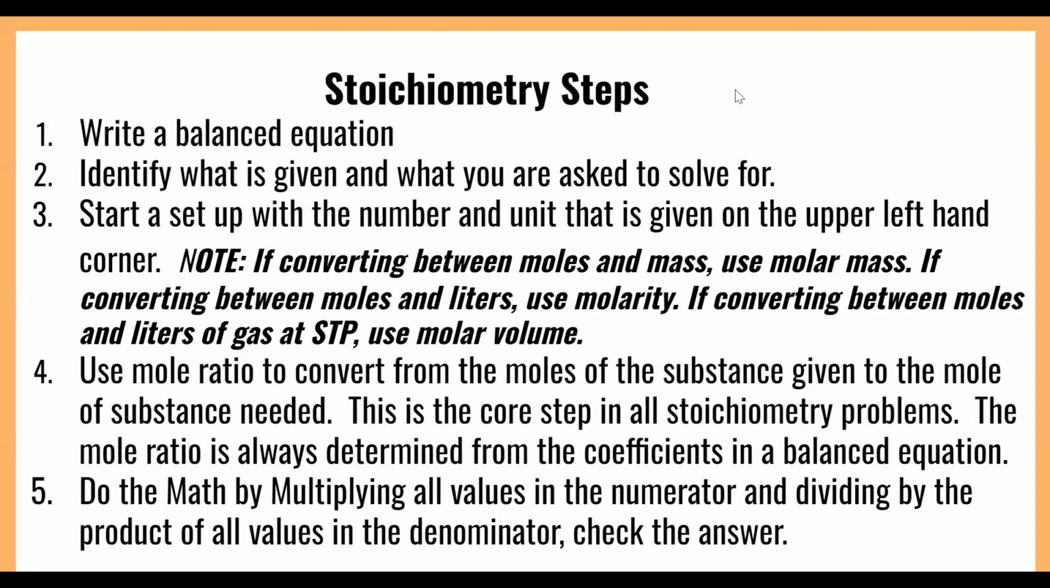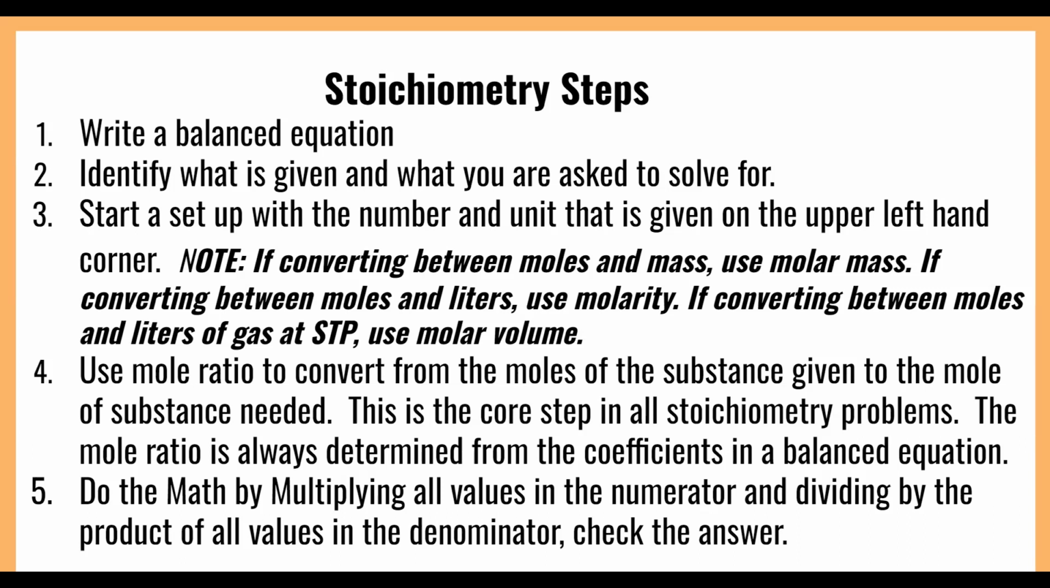So just like dimensional analysis, these are the stoichiometry steps. You first of all have to write a balanced equation, identify what is given and what you are asked to solve for. Then start a setup with the number and unit that is given on the upper left-hand corner. If converting between moles and mass, use molar mass. If converting between moles and liters, use molarity. If converting between moles and liters of gas at STP, use molar volume. Use mole ratio to convert from the moles of the substance given to the moles of substance needed.